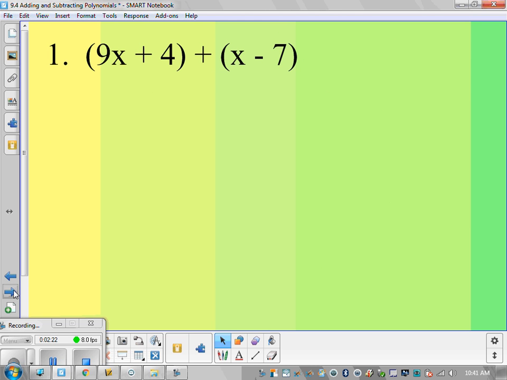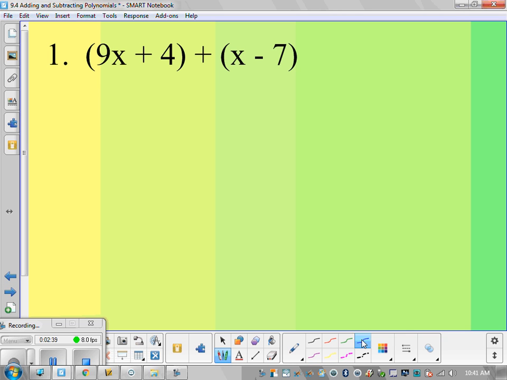Here's the first example I'm going to guide you through. We have 9x plus 4 plus x minus 7. They are in parentheses, but there is no number outside the parentheses to distribute. So we are going to go ahead and add our like terms.